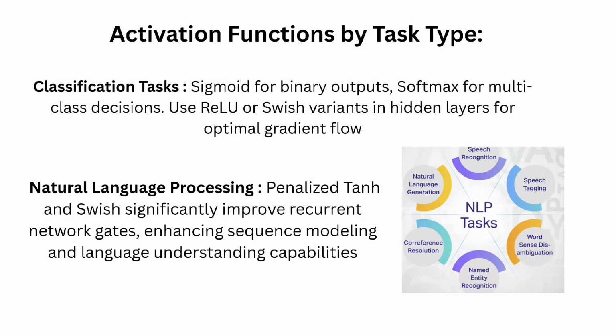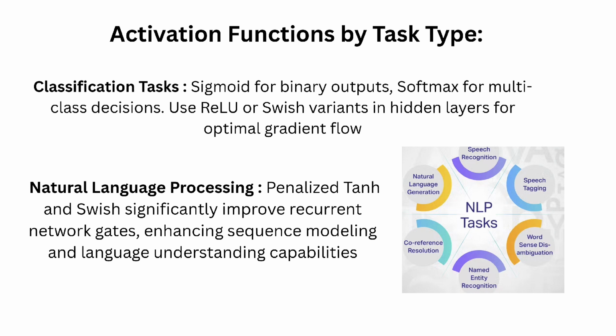Next is activation functions by task type. Classification tasks. Sigmoid for binary output, softmax for multi-class decisions, and use ReLU or Swish variants in hidden layers for optimal gradient flow. Activation functions for other tasks.